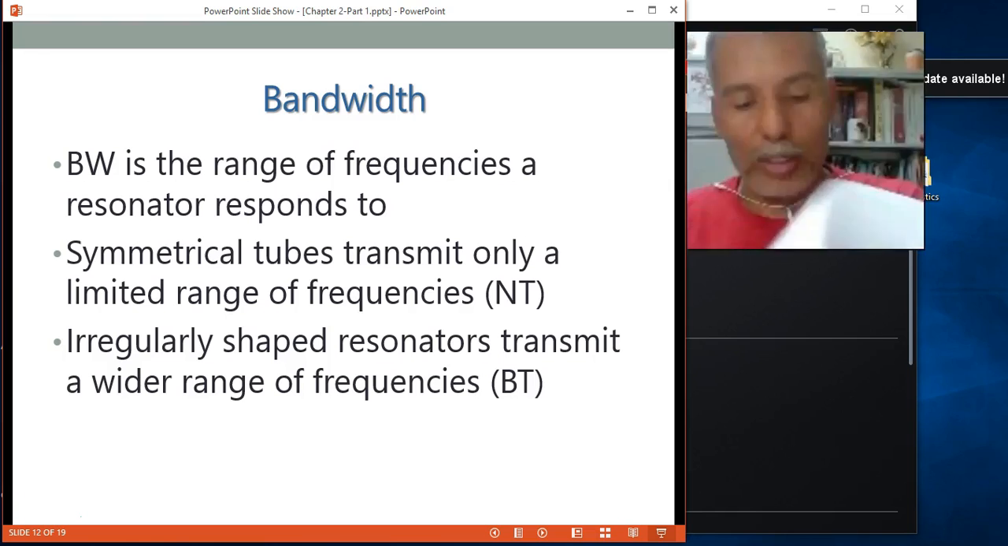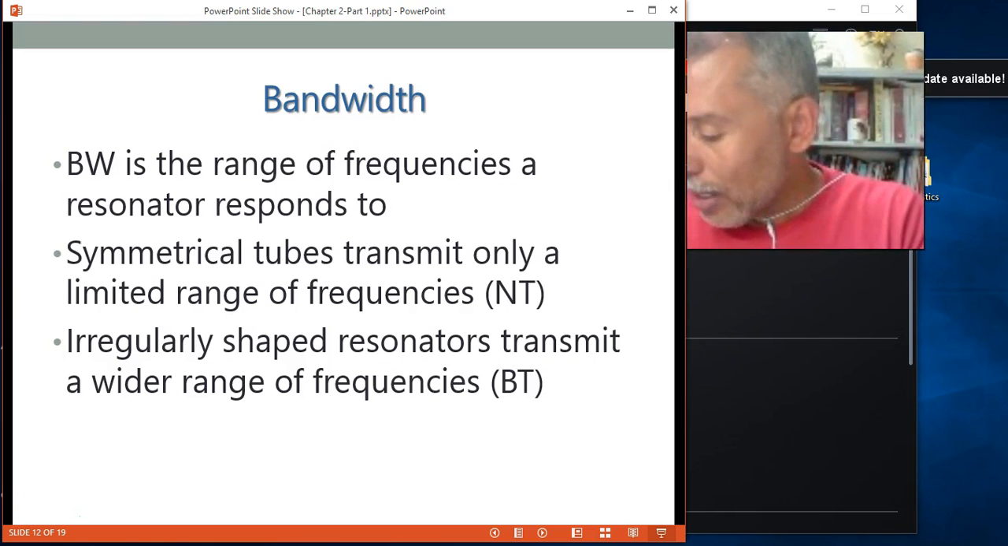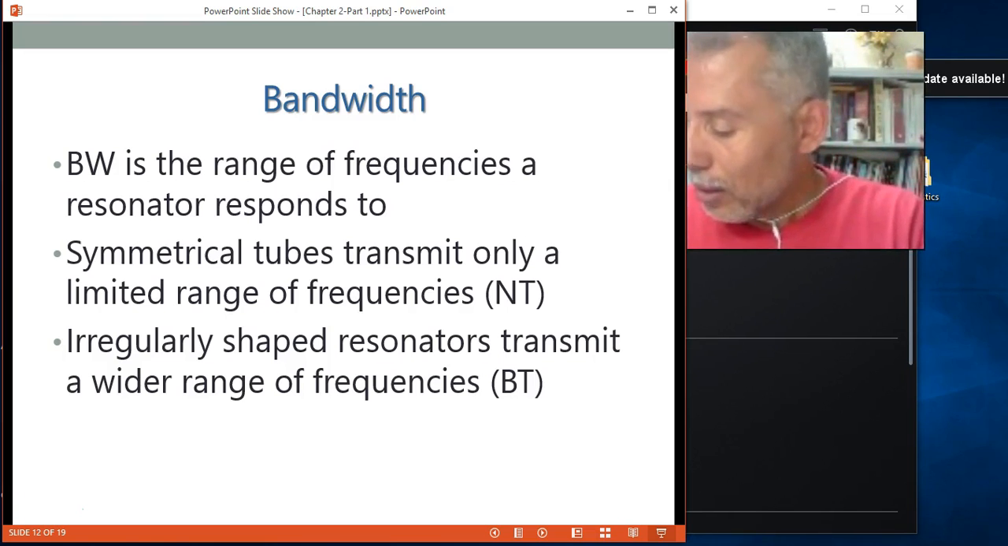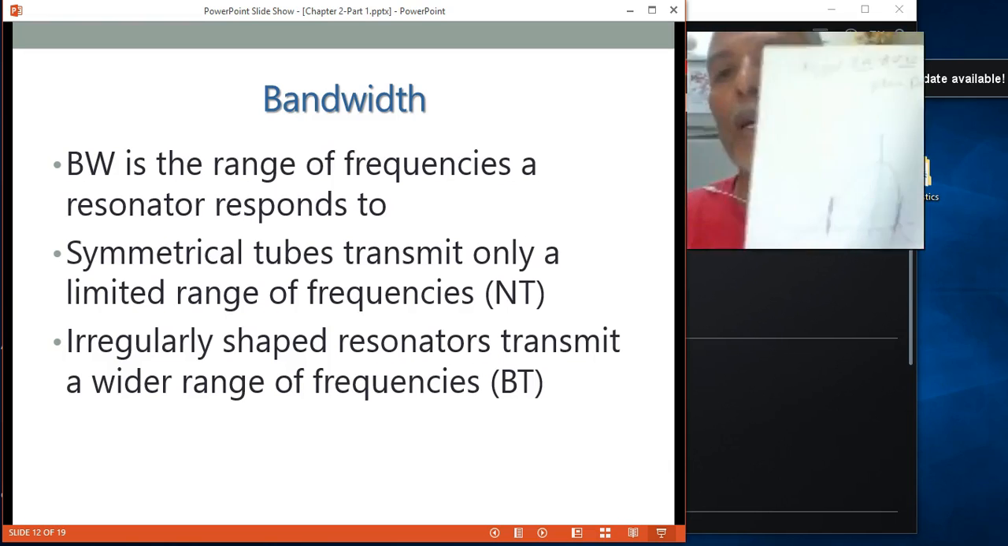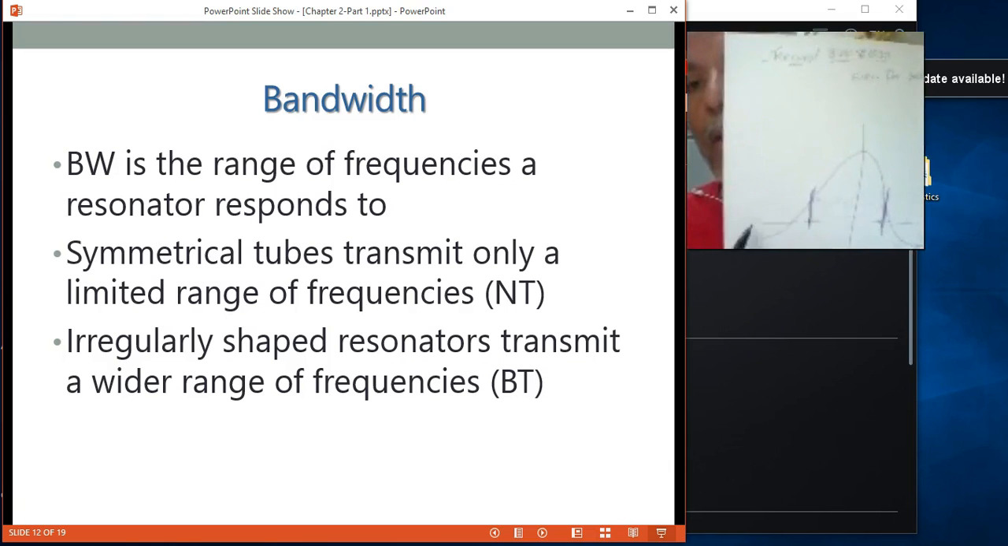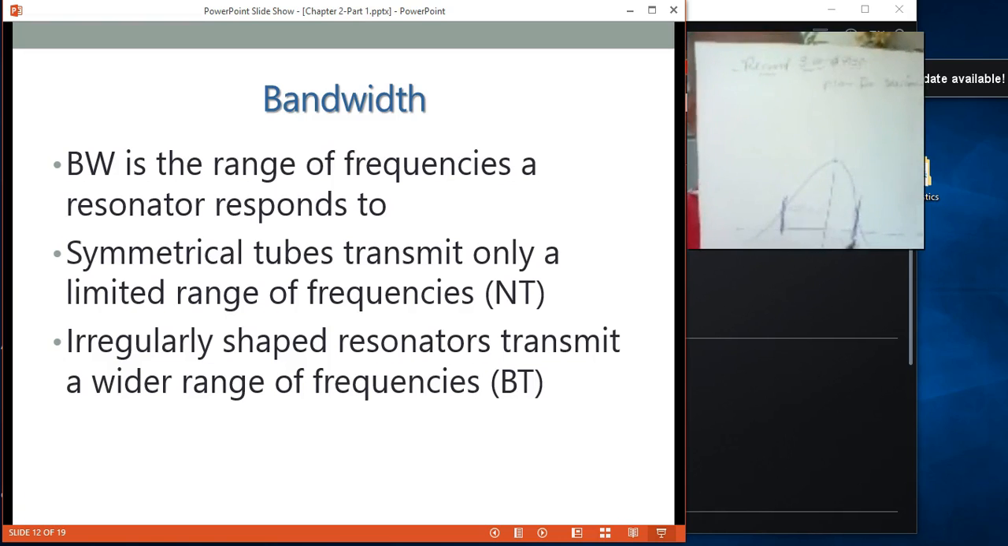So there are two points, one on the right, one on the left, that we call the cutoff points. That is the lower cutoff.